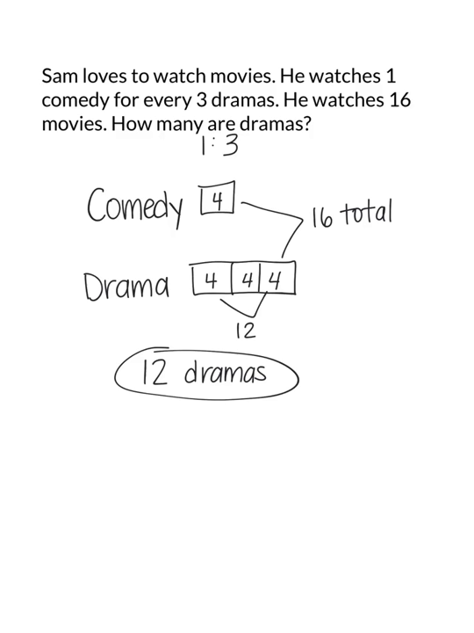In the end, you should have gotten 12 dramas. So to solve this using a tape diagram, I'm comparing comedy and drama. My ratio is 1 comedy for 3 dramas. So I have 1 box next to comedy, 3 next to drama. I have 16 total. And so I add something up 4 times to equal 16. Well, 4 times 4 is 16. 4 goes in all the boxes. How many are dramas? 4 times 3 is 12. So 12 dramas should be your answer.